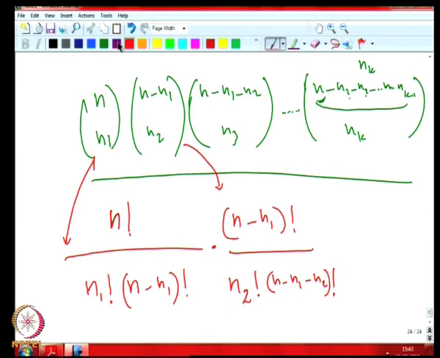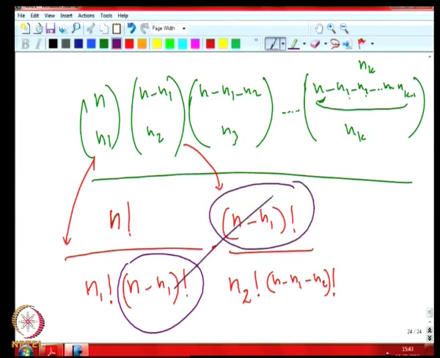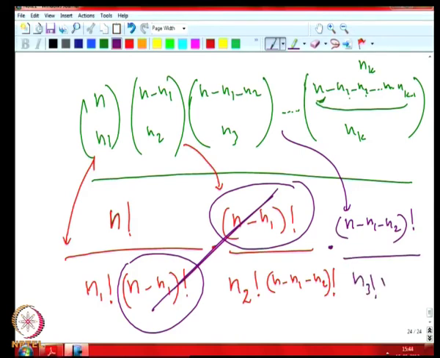Good thing is that the second term here is the same as this thing here, right. So they will cancel like this. Similarly, the same thing will happen in the next term, because here is N minus N1 minus N2 factorial divided by N3 factorial into N minus N1 minus N2 minus N3 factorial. I am just not writing it. So this will cancel off, like that it will cancel, and then next this will go.